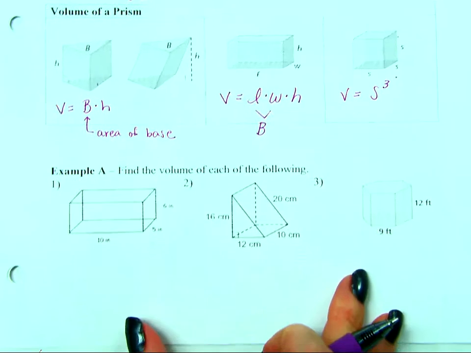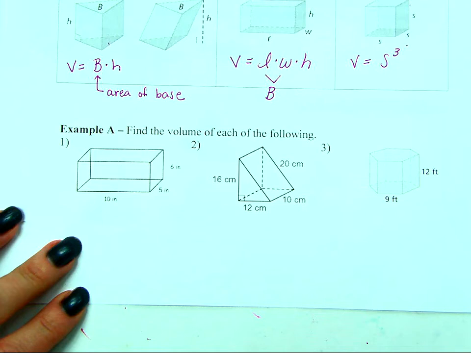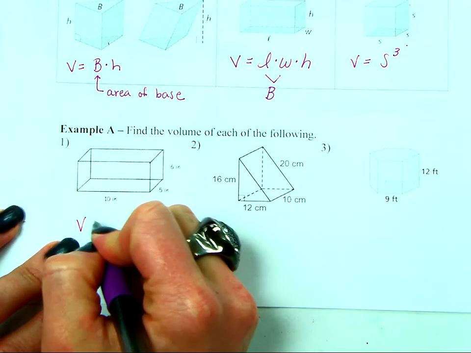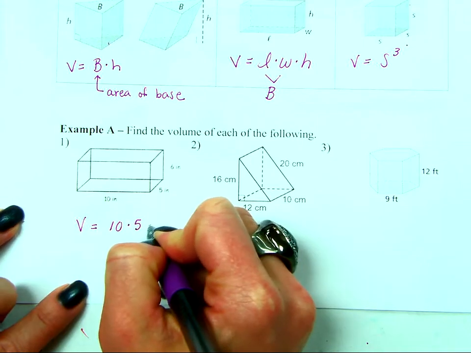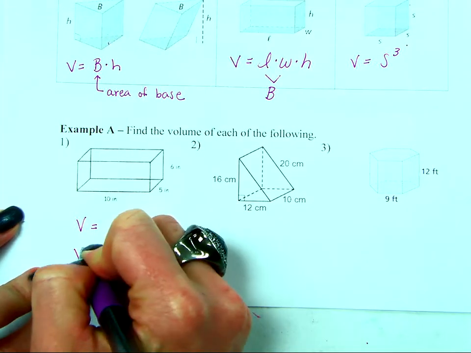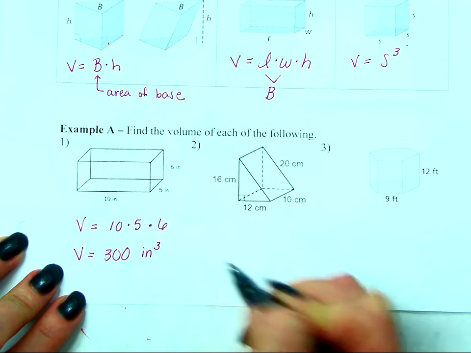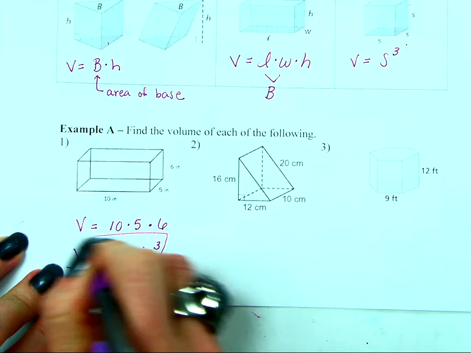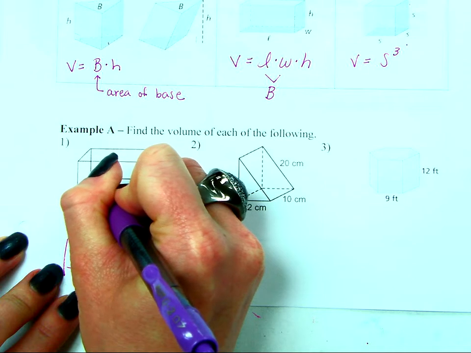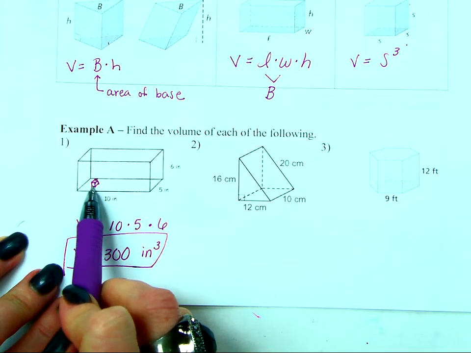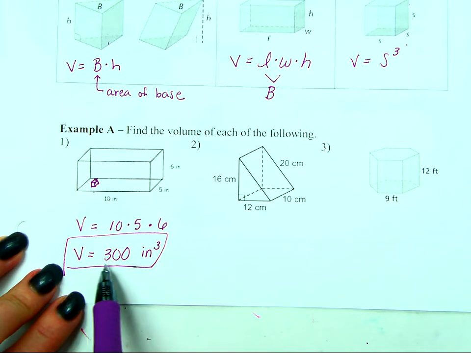So let's take a look at example A and do some calculating. I'm looking to find the volume of my rectangular prism first. I'm simply going to take the area of my base, 10 times 5, and multiply it by the height of 6. Multiplying those together, we get 300. Now our volume is going to be labeled as inches cubed. We're actually seeing, if we had our little cubes, how many of them it would take to fill the entire prism. That's a cubic inch, and it would take 300 of them.